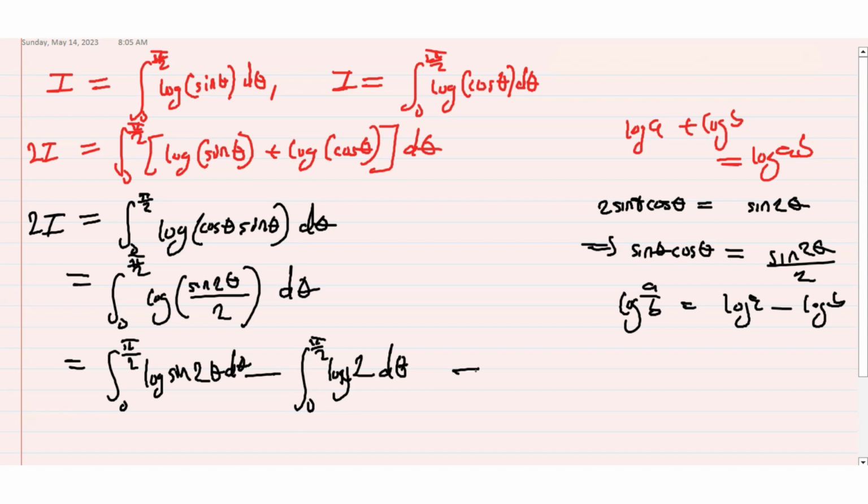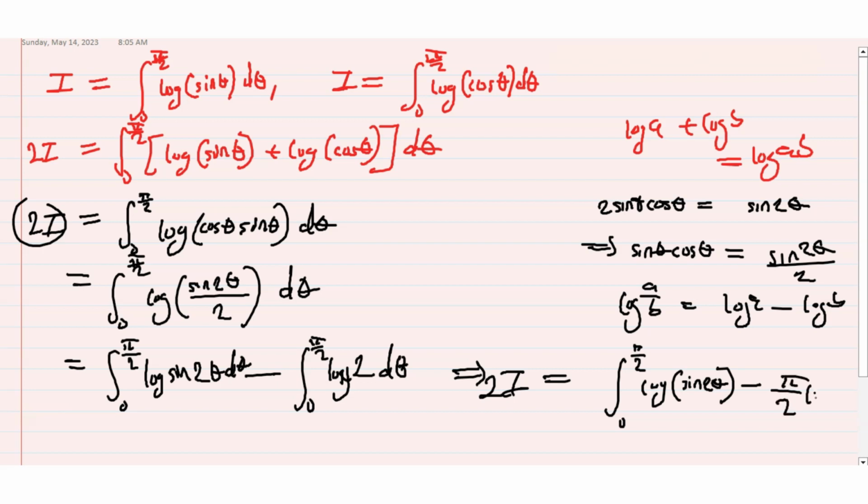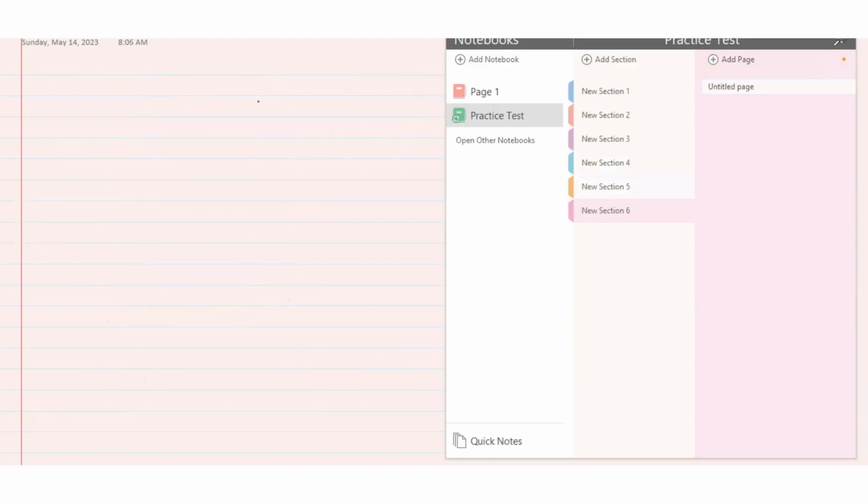So this means that 2I is equal to the integral from 0 to pi over 2 of the logarithm of sine of 2 theta, minus what? Pi over 2 logarithm of 2. So let's shift over to the next page and compute our results.